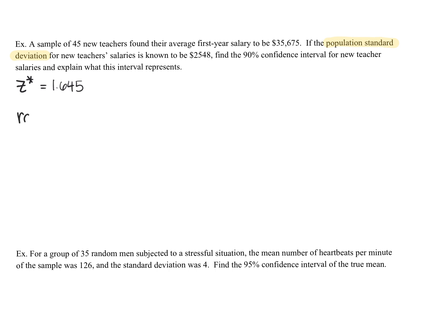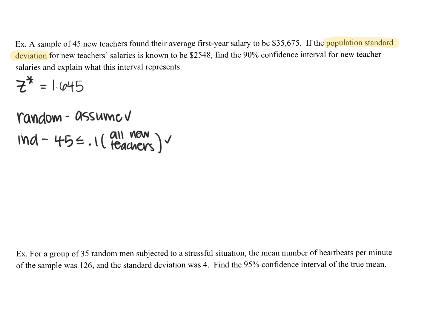Now I want to check my conditions. So for random, it doesn't specify that it's a random sample of 45 new teachers, but we'll just go ahead and assume that the sample we took is random. Remember, you are allowed to assume if it says sample that it is a random sample. For independent, 45 has to be less than or equal to 10% of all new teachers, and we'll go ahead and assume there's at least 450 of those each year. And then lastly, for normal, 45 is greater than or equal to 30.